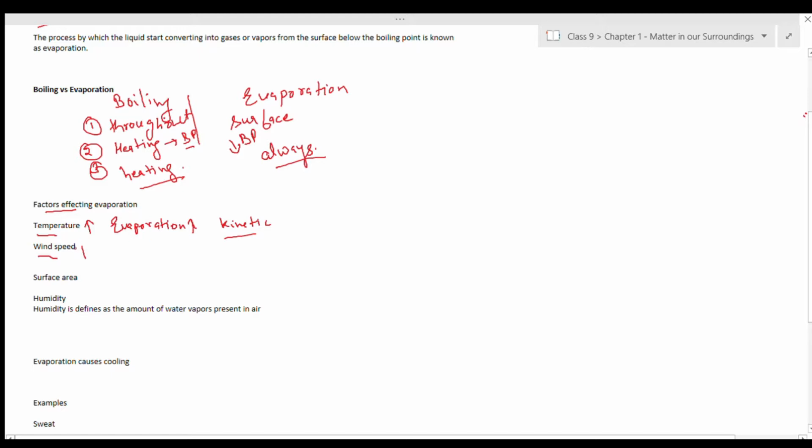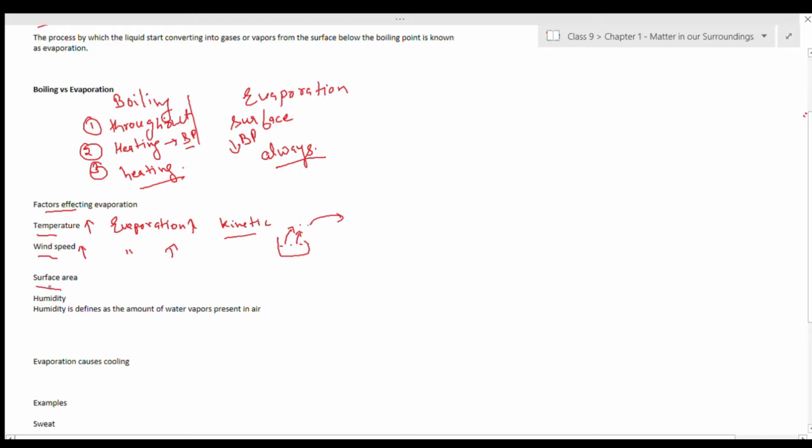Next factor that affects evaporation is wind speed. As we increase wind speed, the rate of evaporation also increases. So wind carries the vapors present in the atmosphere. So this wind will carry away these water vapors, making space for new water vapors to go into the atmosphere. And that is how wind speed increases the rate of evaporation.